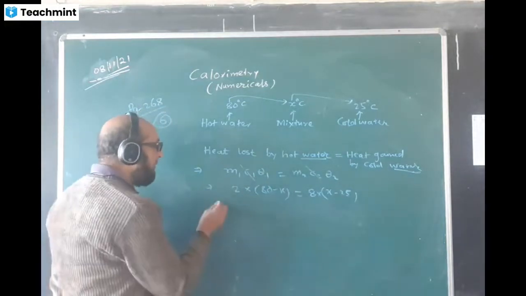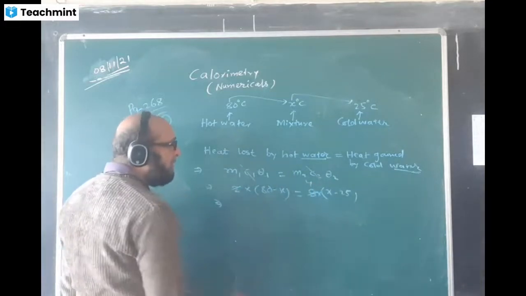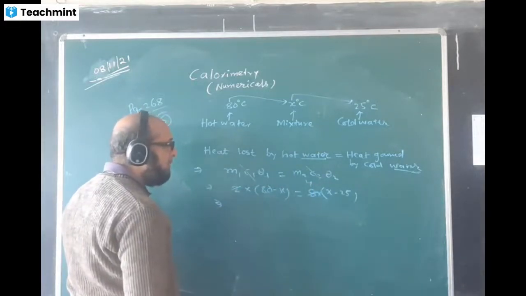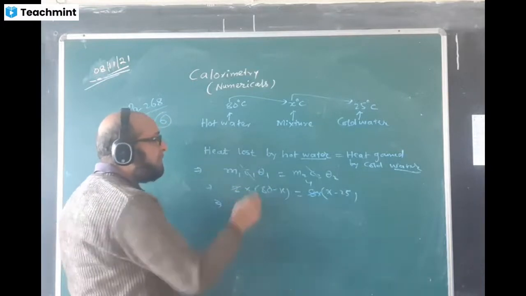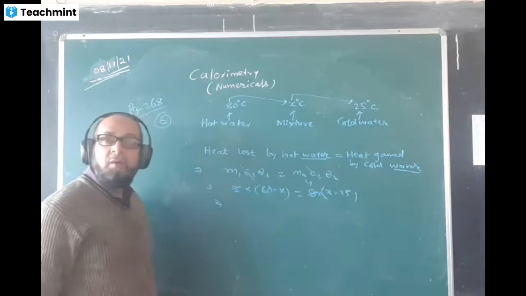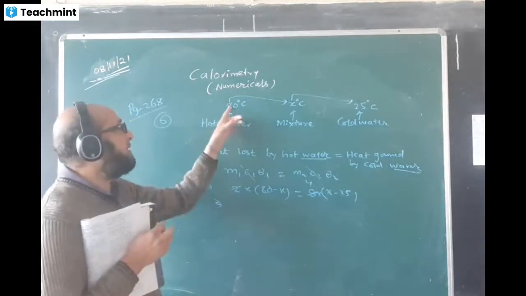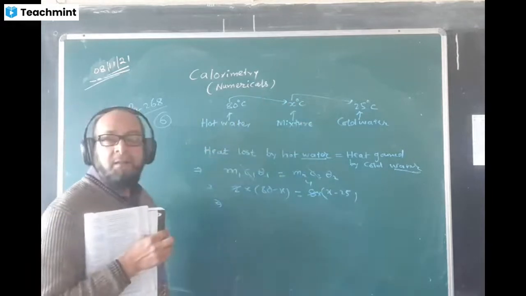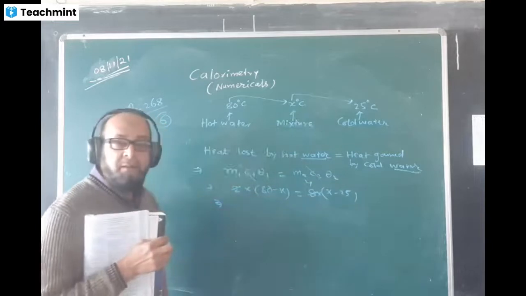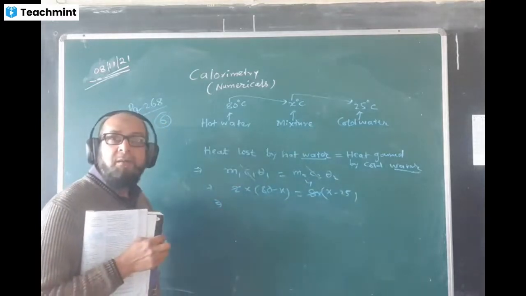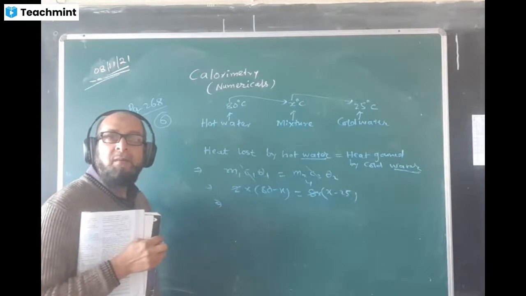Okay? Now you find the answer. 2 and 8, that will go, 8 times X minus 25. Theta 1 is what? Temperature difference, no? How do you take temperature difference? This minus this and this minus that. 80 minus X, and X minus 25. Okay? Yes, sir.